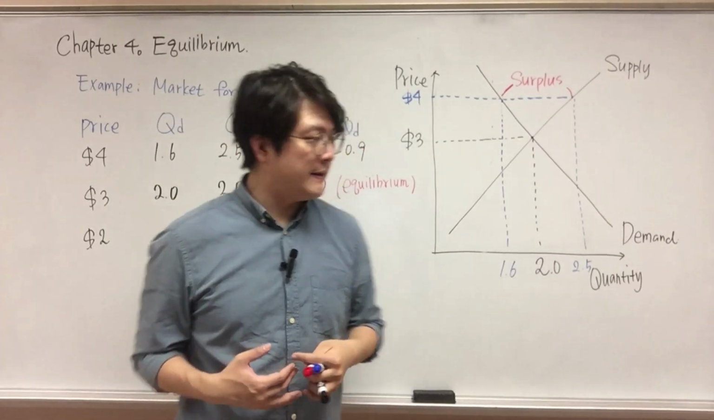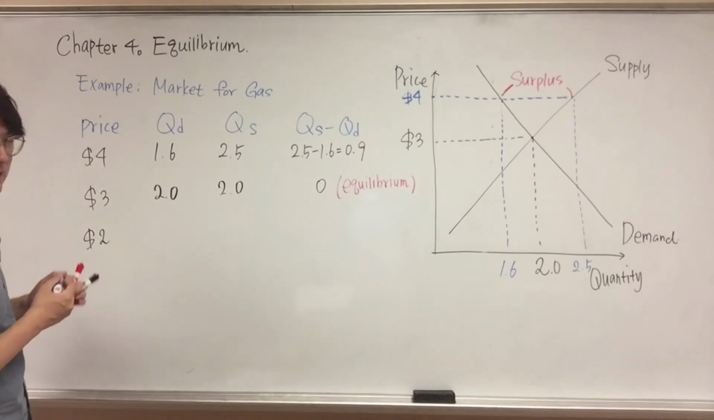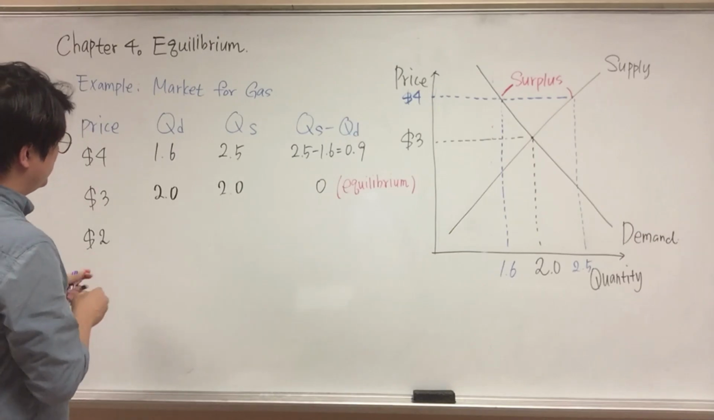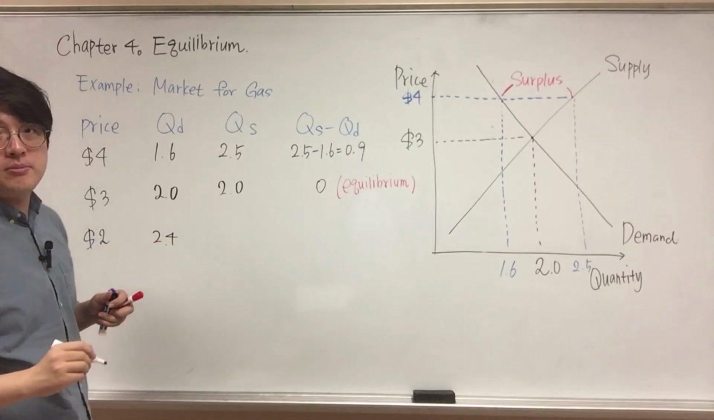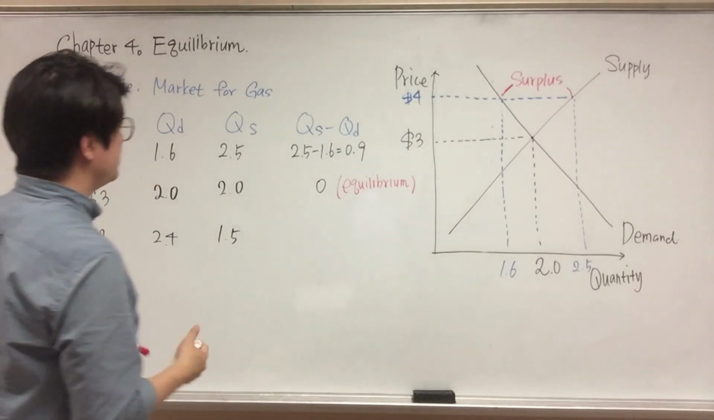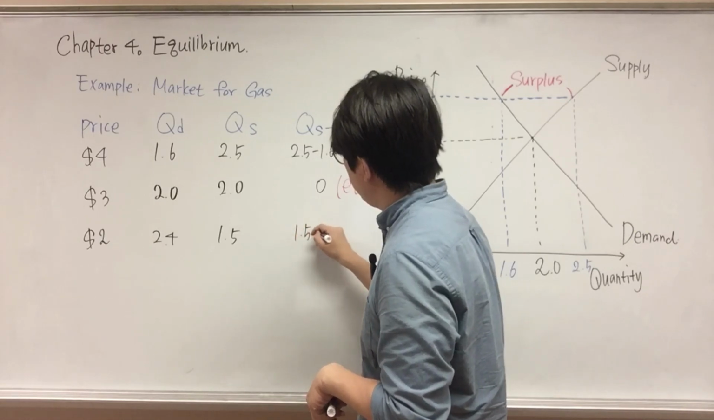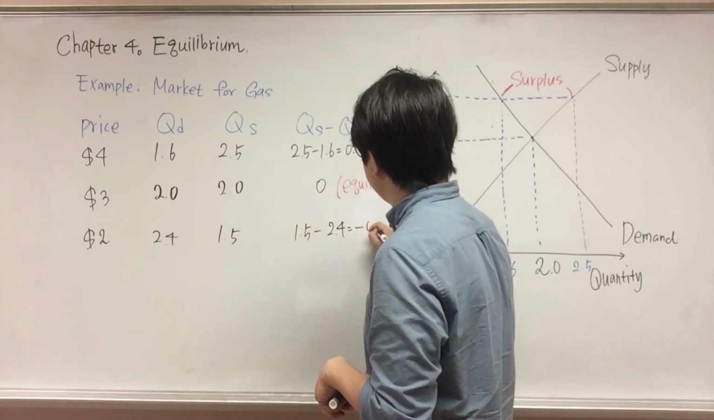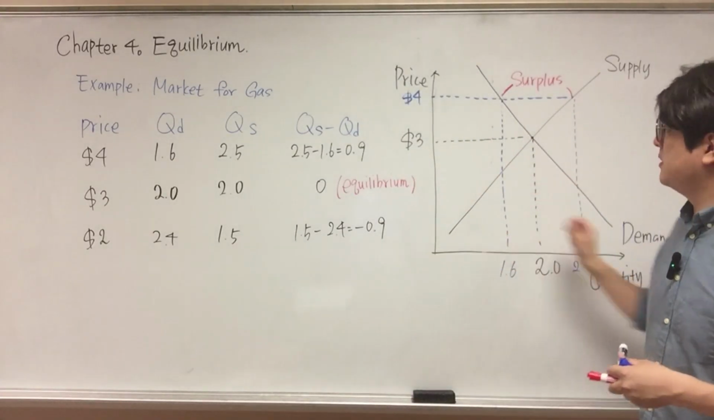Okay, and so what happened at $2? That is the decreased price. So if we say that the quantity demanded is 2.4 and quantity supplied is 1.5, the difference between quantity supplied and quantity demanded is 1.5 minus 2.4. We have minus 0.9. Okay, so let's put this point on the graph.